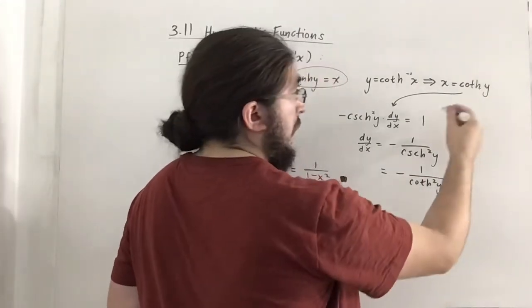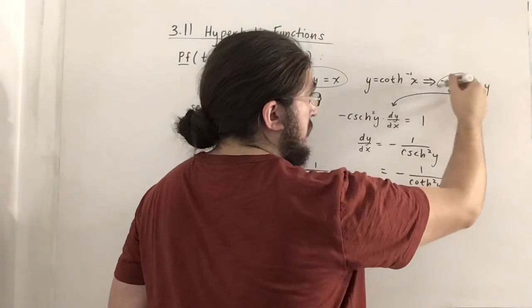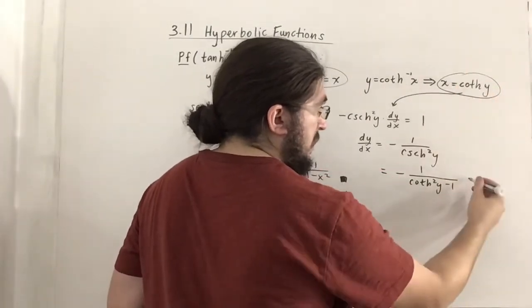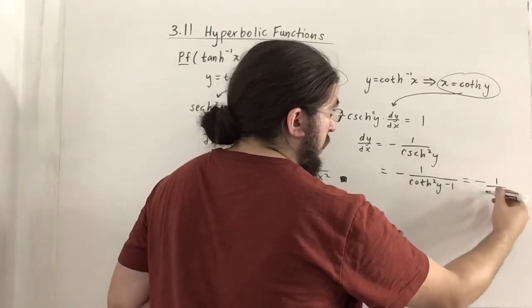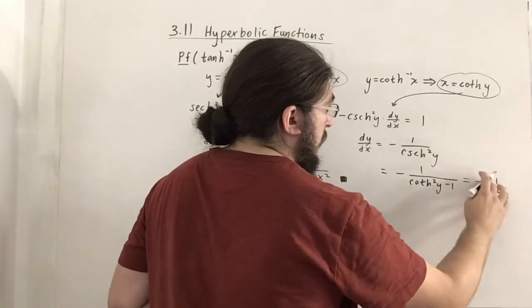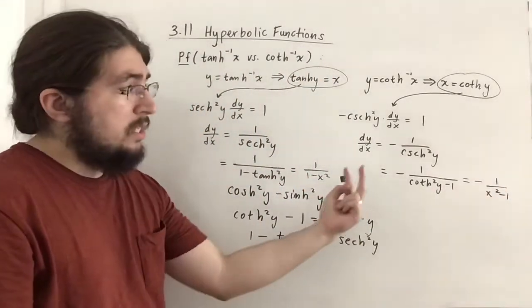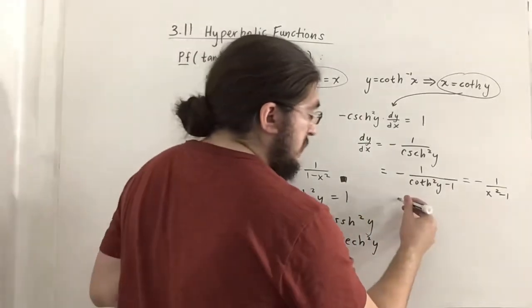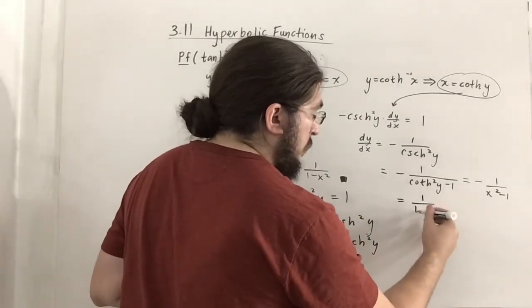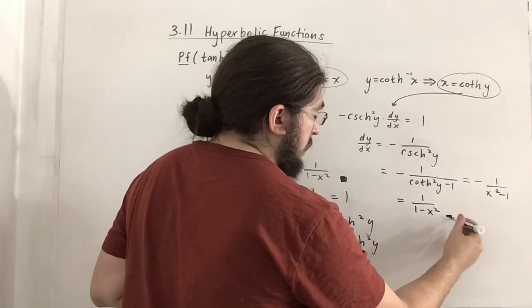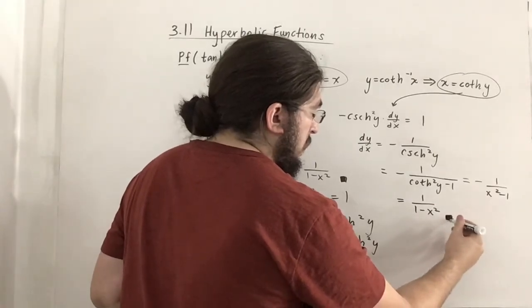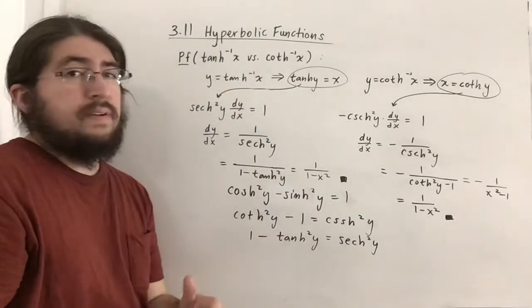And notice cotangent hyperbolic of y is just x. So since this is that squared, this is going to be negative 1 over x squared minus 1. And notice if you bring the negative in the fraction down to the denominator, it just changes the sign, so we can swap the difference there. And then write it as 1 over 1 minus x squared. Awesome. So strange, they end up having the same derivative.